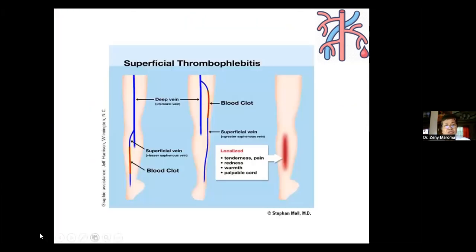All right. So, ito yung superficial thrombophlebitis, no? Ito deep vein. Ayan, no? So, there's a blood clot. Okay, there's a blood clot. Tapos dito, ayan, no? Anong experience? May tenderness, may redness, may warm, may parabang, may bukol. Okay, there's a blood clot on the superficial vein. Okay?